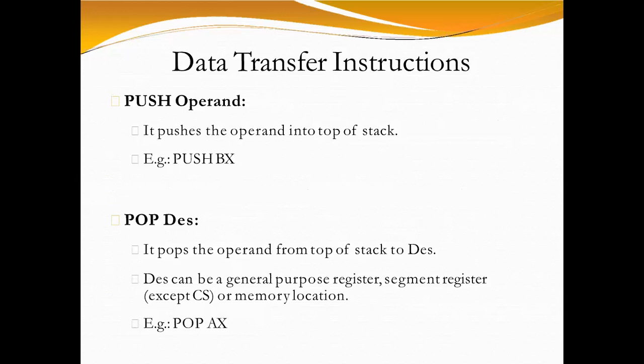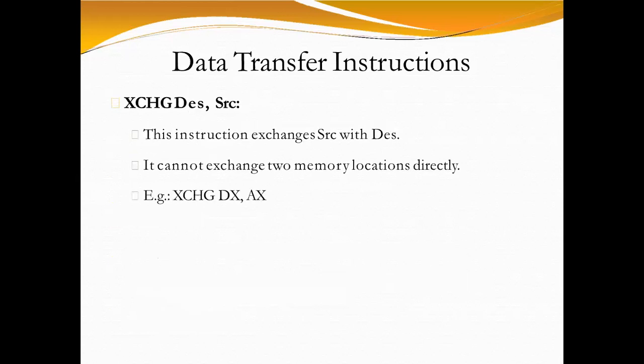Next is PUSH, used to put a word at the top of the stack. It pushes the operand onto the top of the stack, for example PUSH BX. POP destination pops the operand from the top of the stack to the destination. The destination can be a general purpose register, segment register, or memory location, for example POP AX.